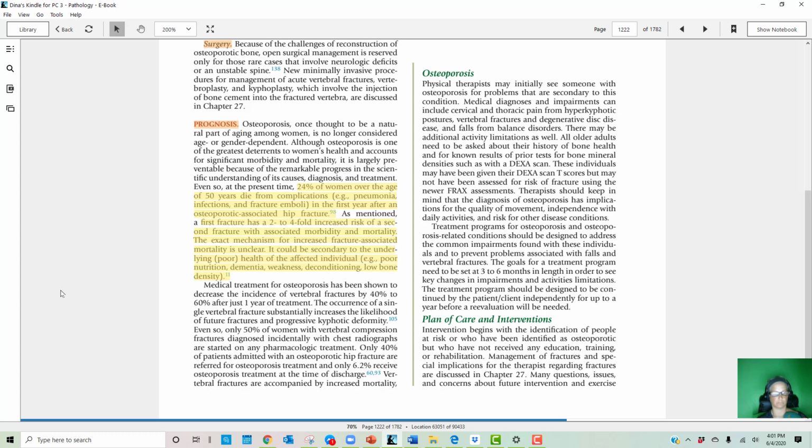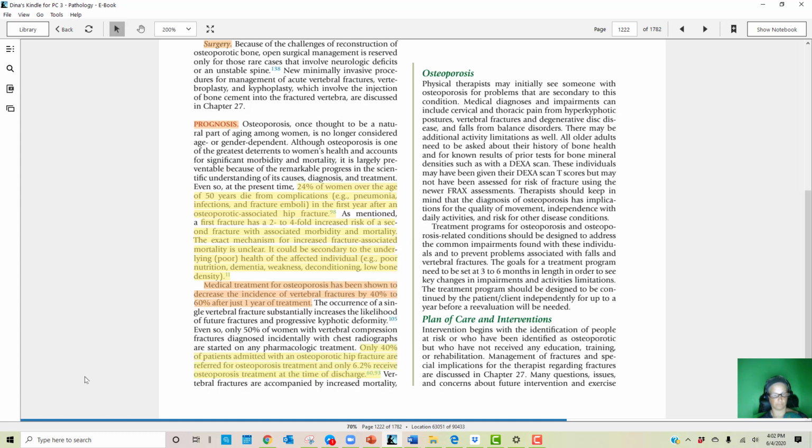low bone density. Medical treatment for osteoporosis has been shown to decrease the incidence of vertebral fractures by 40% to 60% after just 1 year of treatment. The occurrence of a single vertebral fracture substantially increases the likelihood of future fractures and progressive kyphotic deformity. Even so, only 50% of women with vertebral compression fractures diagnosed incidentally with chest radiographs are started on any pharmacologic treatment. Only 40% of patients admitted with an osteoporotic hip fracture are referred for osteoporosis treatment, and only 6.2% receive osteoporosis treatment at the time of discharge.